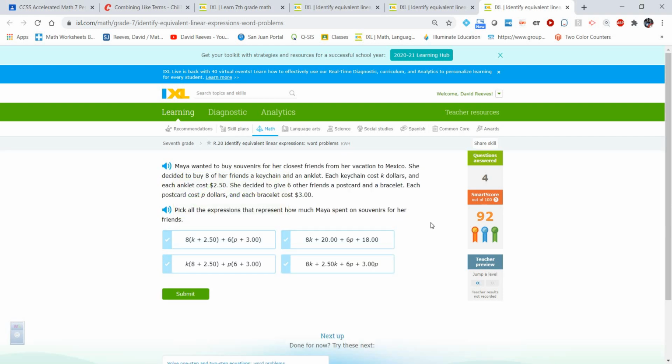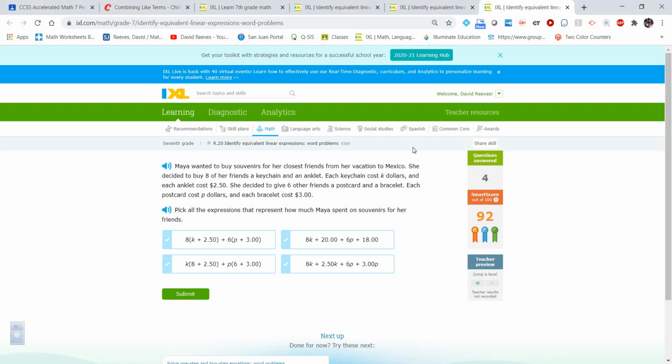All right, I think this is the last one we're going to do, and then we're going to call it a day on this IXL skill. It says Maya wanted to buy souvenirs for her closest friends from her vacation to Mexico. She decided to buy 8 of her friends a keychain and an anklet. Each keychain cost K dollars, and each anklet cost $2.50. She decided to give 6 other friends a postcard and a bracelet. Each postcard cost P dollars, and each bracelet costs $3.